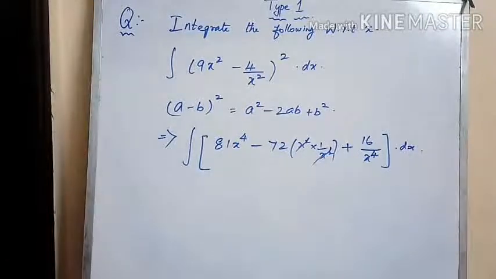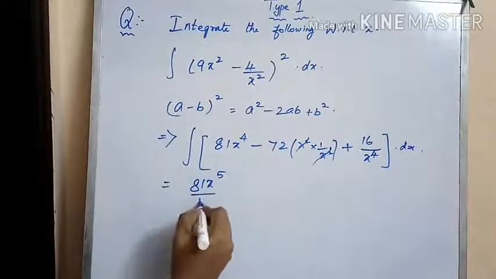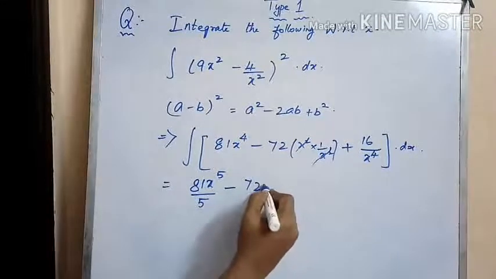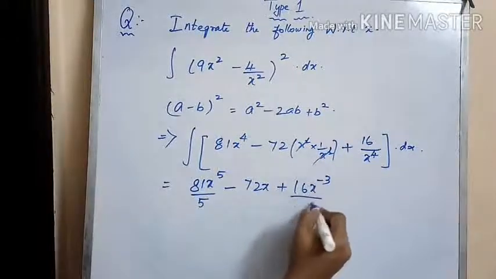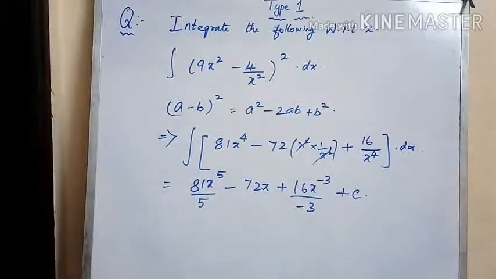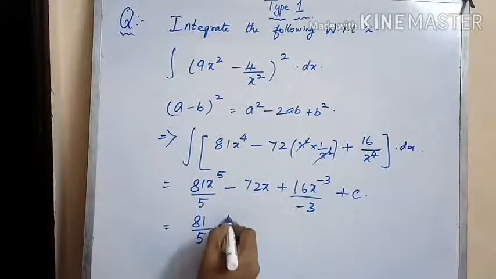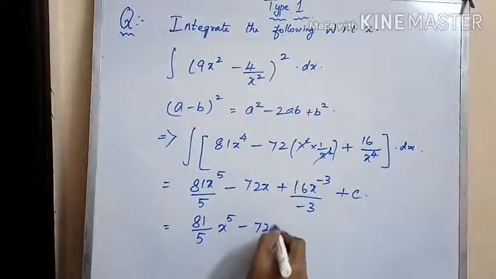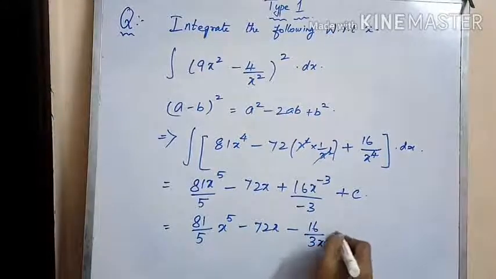In the next step, we can integrate in parts. We get 81 x to the power of 5 by 5 minus 72x plus 16 x to the power of minus 3 by minus 3 plus c. It can be further simplified as 81 by 5 into x to the power of 5 minus 72x minus 16 by 3x cube plus c.